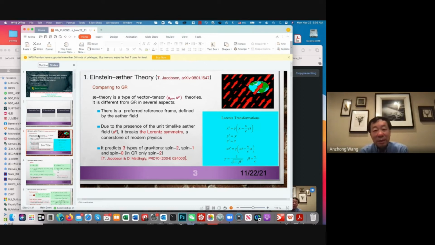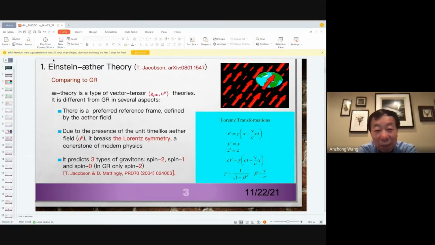So Einstein-aether theory, you will see, is a theory that actually breaks Lorentz symmetry. It's a vector-tensor theory. Normally, we know in general relativity, gravity is described by only the metric g mu nu. But here we introduce a vector field, which is also called the ether field. So like what I said, this is a vector-tensor theory.